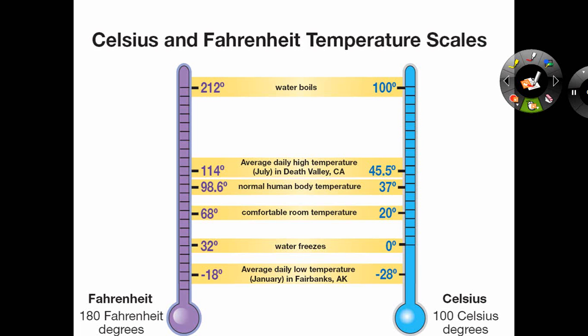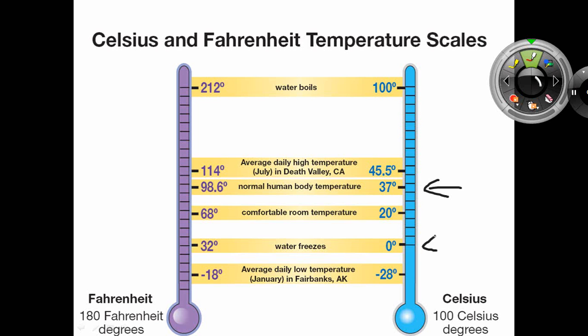Alright, this is one that you'll need to know. These are the temperature scales. You'll need to know some of these in comparison. Here, on the left you have Fahrenheit, and on the right you have Celsius. Water boils at 100 Celsius and 212 Fahrenheit. Here's what your body temperature is. Your body temperature is 37 degrees Celsius, while it's 98.6 degrees Fahrenheit. Water freezes here at 0 degrees Celsius and 32 degrees Fahrenheit.